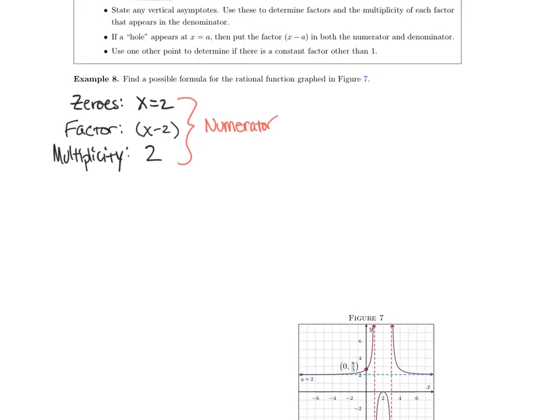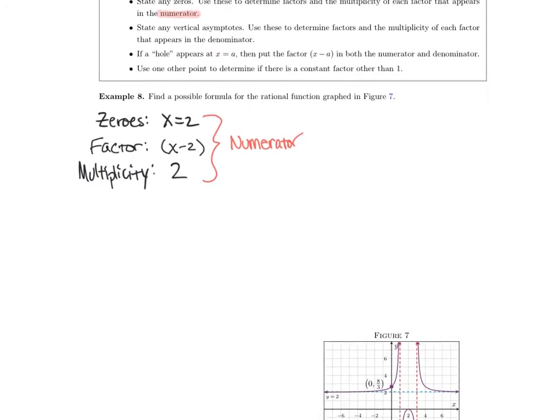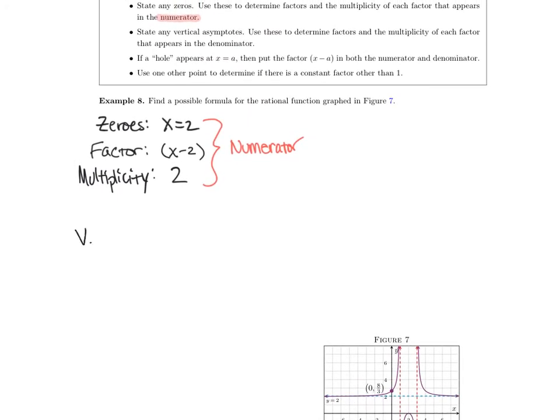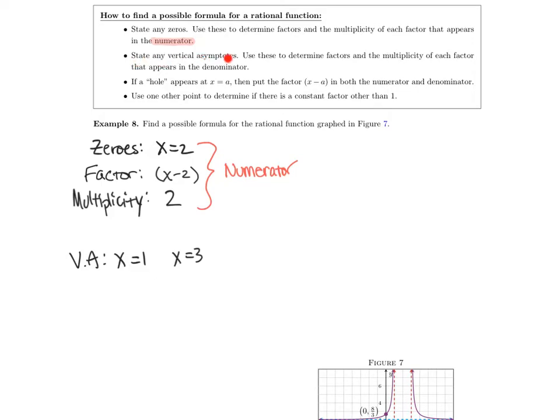So for our vertical asymptotes, we happen to have 2. We have one here when x is equal to 1, and we have another one here when x is equal to 3. So let's write that down. For our vertical asymptote, we have x is equal to 1, and x is equal to 3. And just like what we did with the previous problem, we're going to state any vertical asymptotes, and then use these to determine the factors and the multiplicities. So the factors here, again, I'm going to set these equal to 0. In this case, we're going to have multiple factors. We'll have x minus 1 and x minus 3.